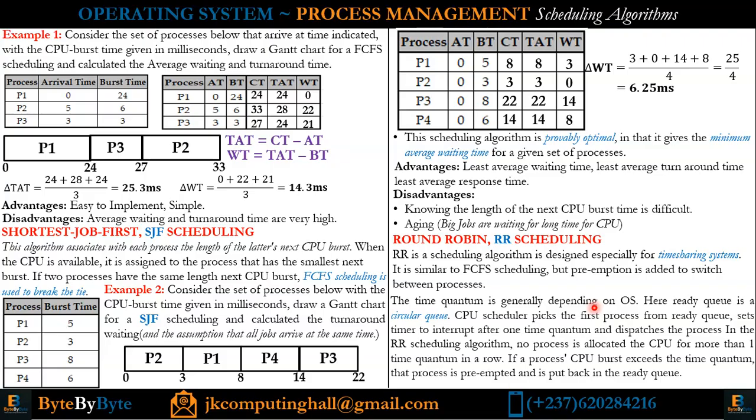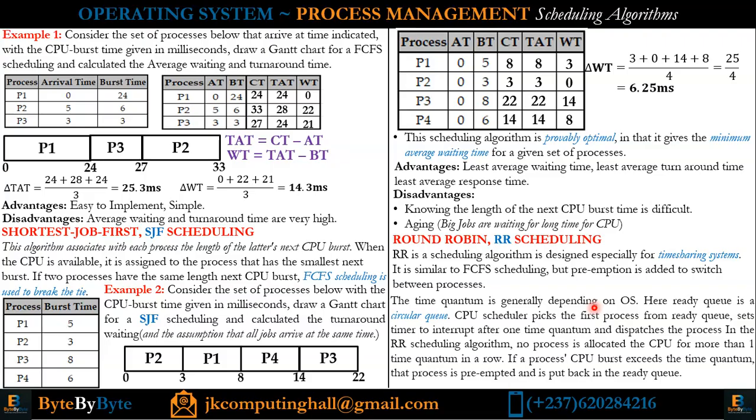Because, especially as it is used for time sharing systems, the operating system provides an amount of time for each process, and after that time is exhausted, the CPU is shifted or moved to another process in the ready queue. The CPU scheduler picks the first process from the ready queue, sets a timer to interrupt after one time quantum, and dispatches the process in the round robin scheduling algorithm.